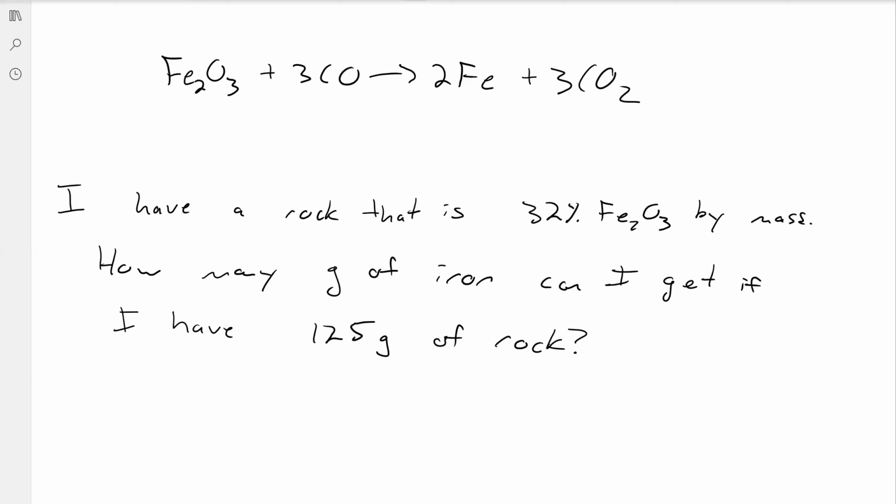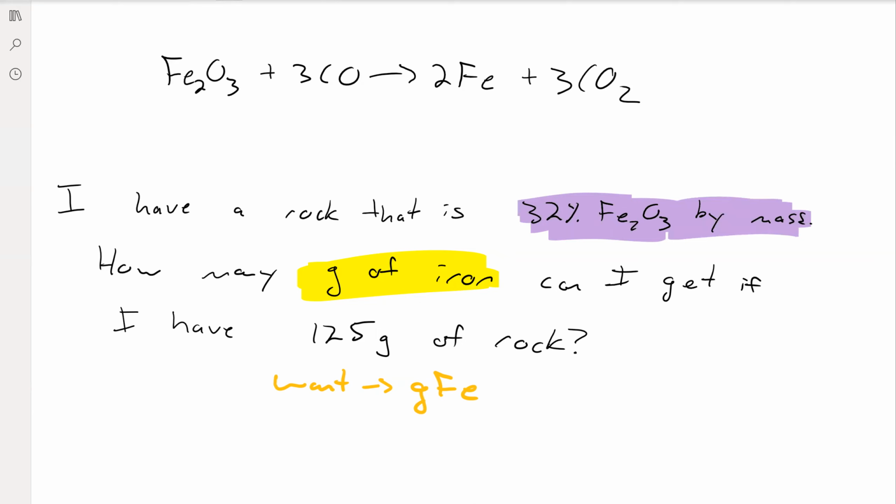So again, we want to think about what we want. It says, how many grams of iron do I want, right? That's what I want. I need to keep converting until I get grams of pure iron. And I think about what my other units are, and are they conversion units? If so, maybe it'd be useful to write them out as conversion units. So this says 32% iron oxide by mass. That's a conversion unit. It means 32 grams of iron oxide per 100 grams of solution. In this case, what it's talking about is 100 grams of the rock. So maybe we can write that out.